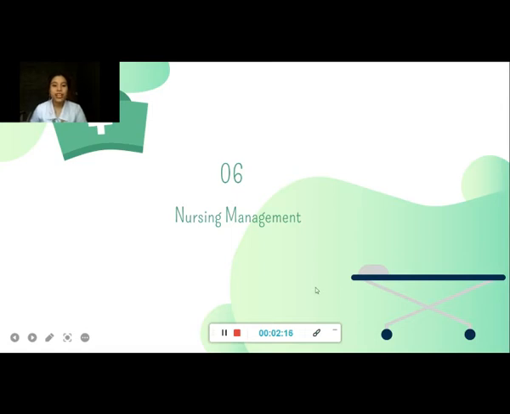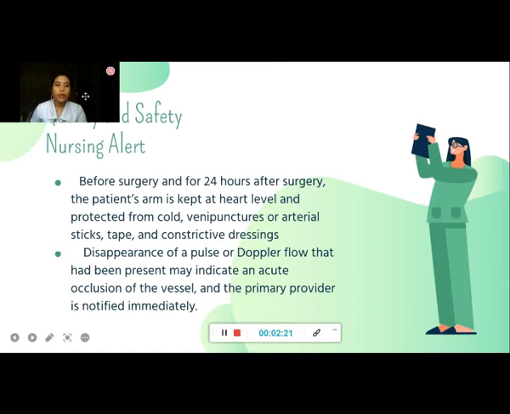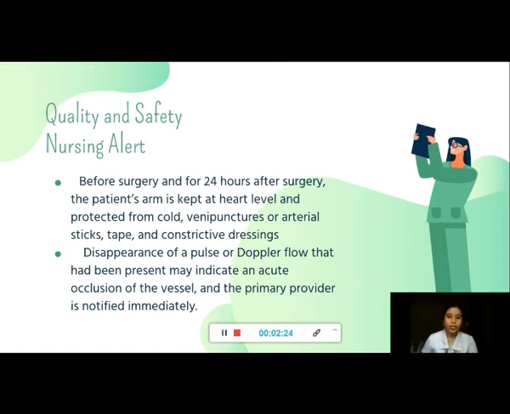Next is the nursing management, our number 6. For our nursing management, we have here the quality and safety nursing alert. So before the surgery and for 24 hours after surgery, the patient's arm is kept at heart level and protected from cold, venipunctures, or arterial sticks, tape, and constrictive dressings. So, disappearance of a pulse or Doppler flow that had been present may indicate an acute occlusion of the vessel, and the primary provider is notified immediately.